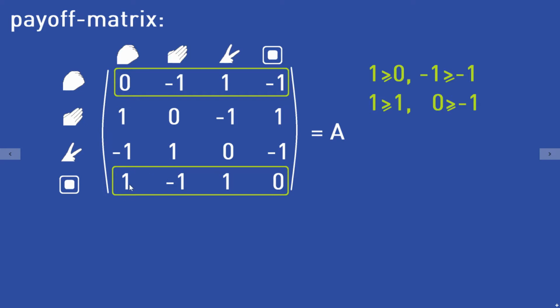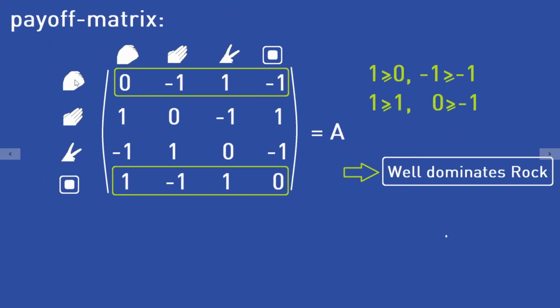So 1 is larger or equal 0, -1 is larger or equal -1, 1 is larger or equal 1, and 0 is larger or equal -1, which means that playing well is always a better idea than playing rock, or in other words, the strategy well dominates the strategy rock.